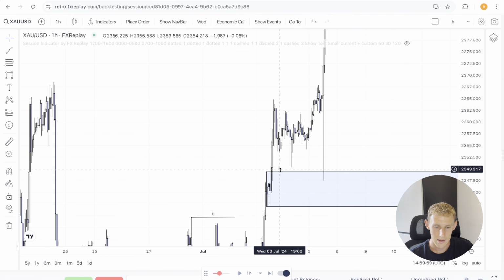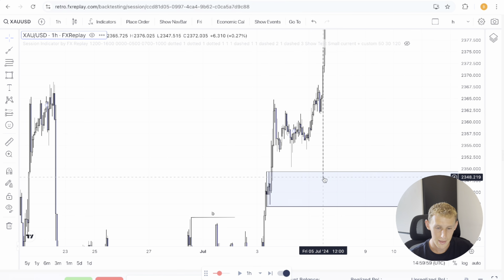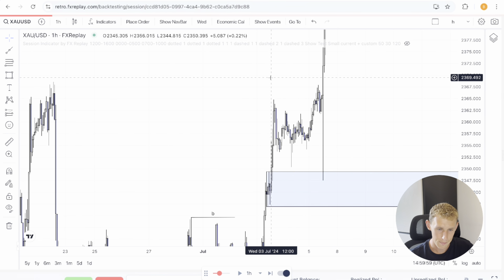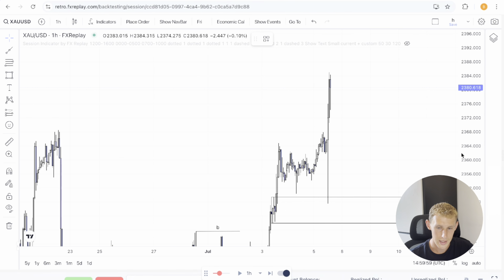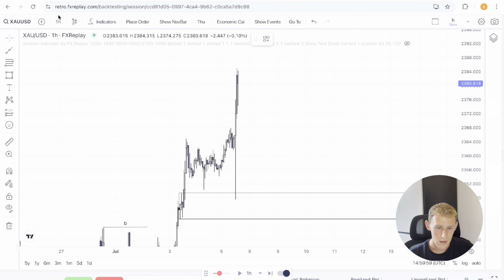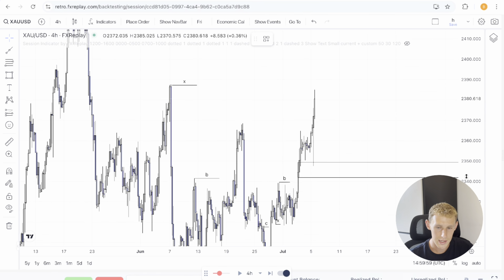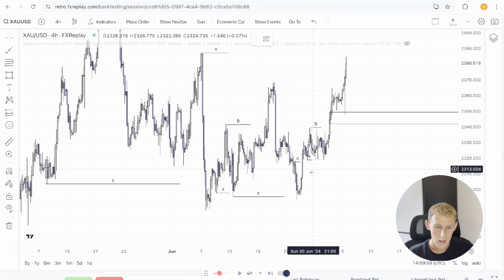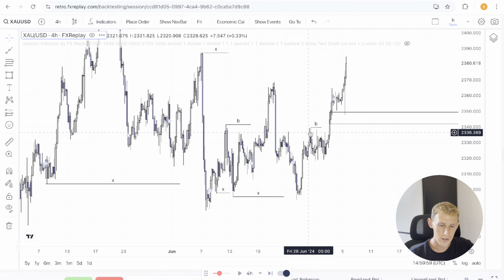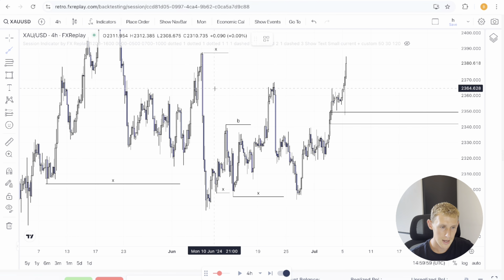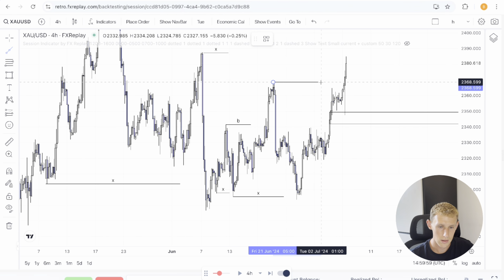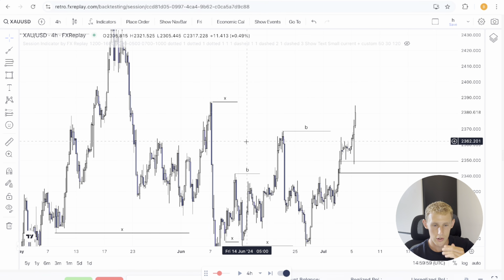Okay, so that zone perfectly held, but I think this was probably NFP Friday at 1:30 p.m. So yeah, price has taken that high now, but we didn't see any reaction from it. And this is also now internal structure, so we can get rid of that. And this is the main breaker structure, right?